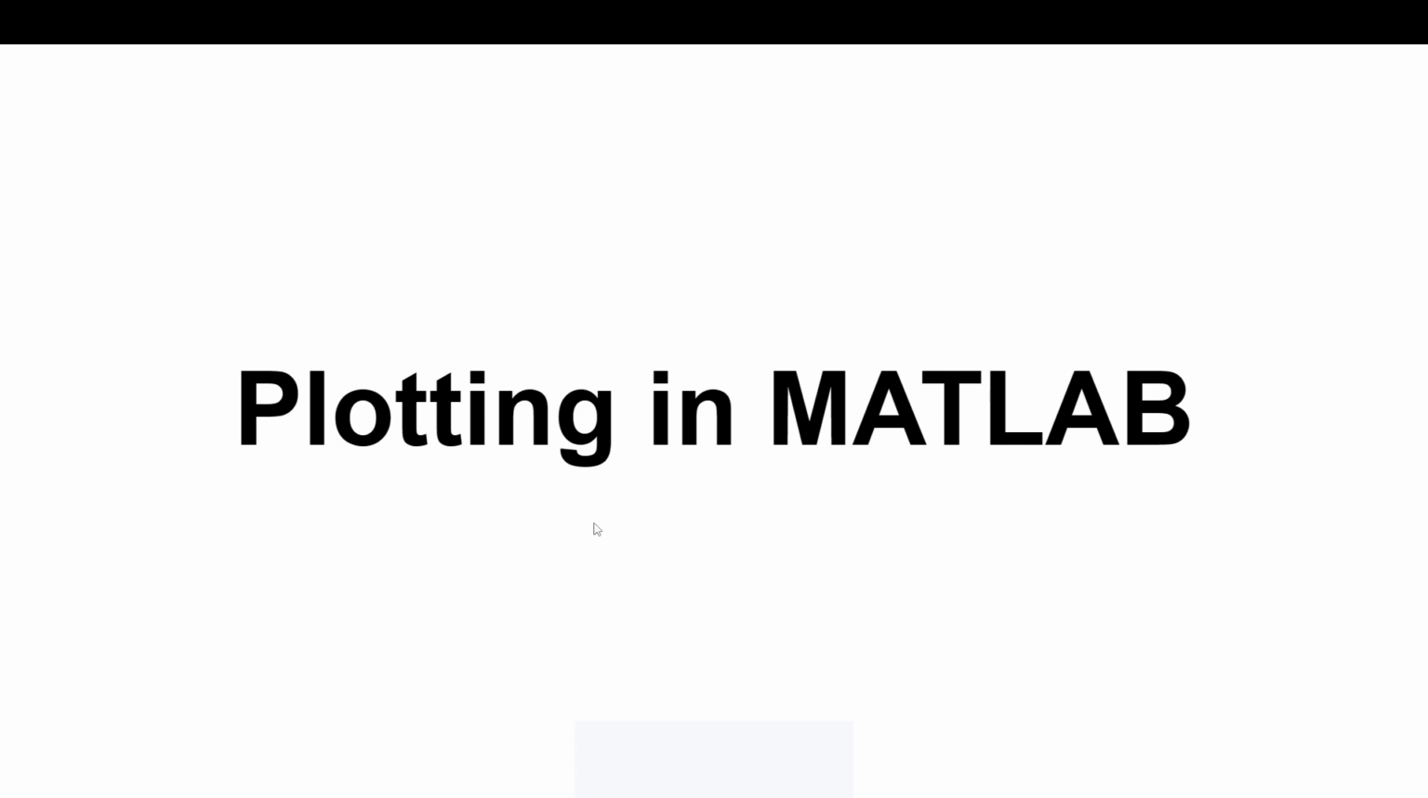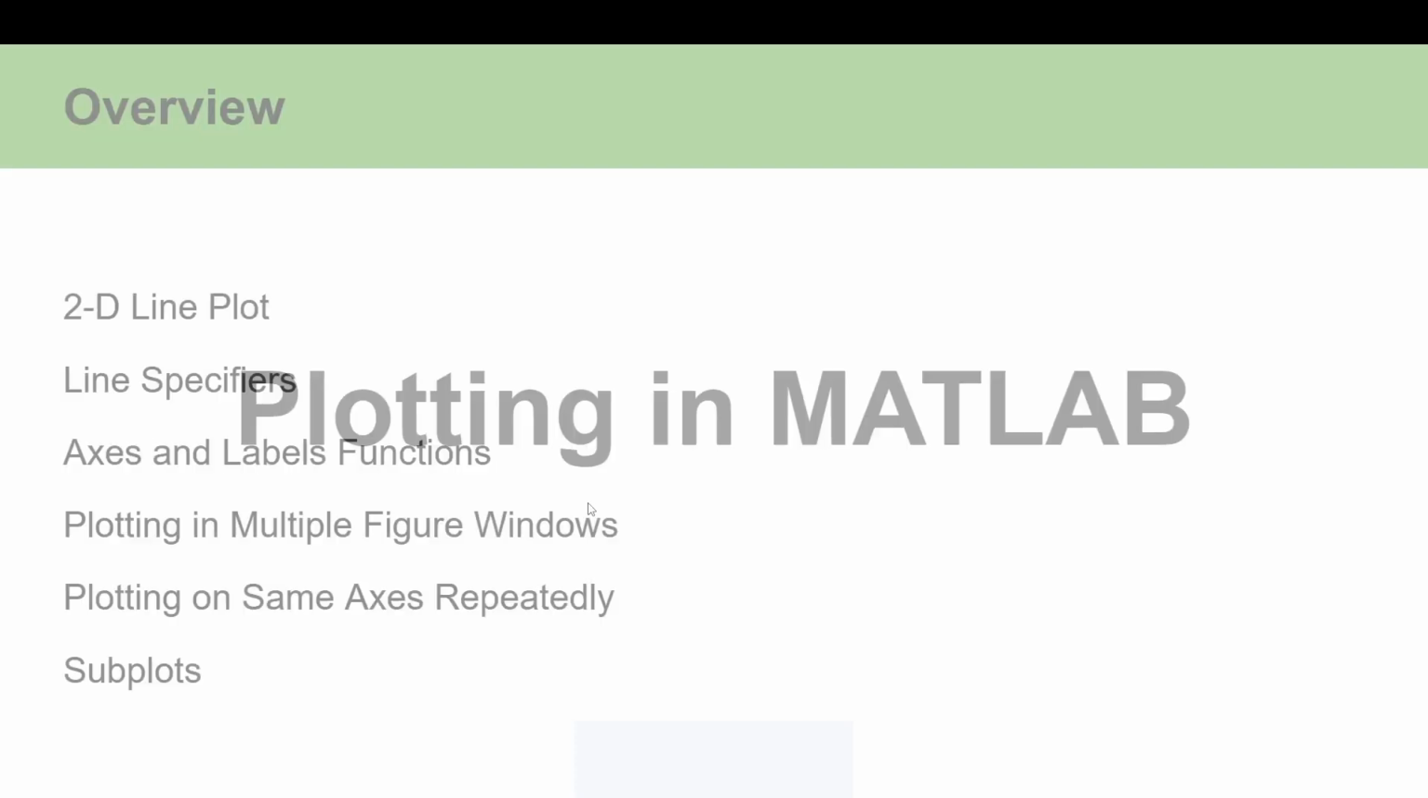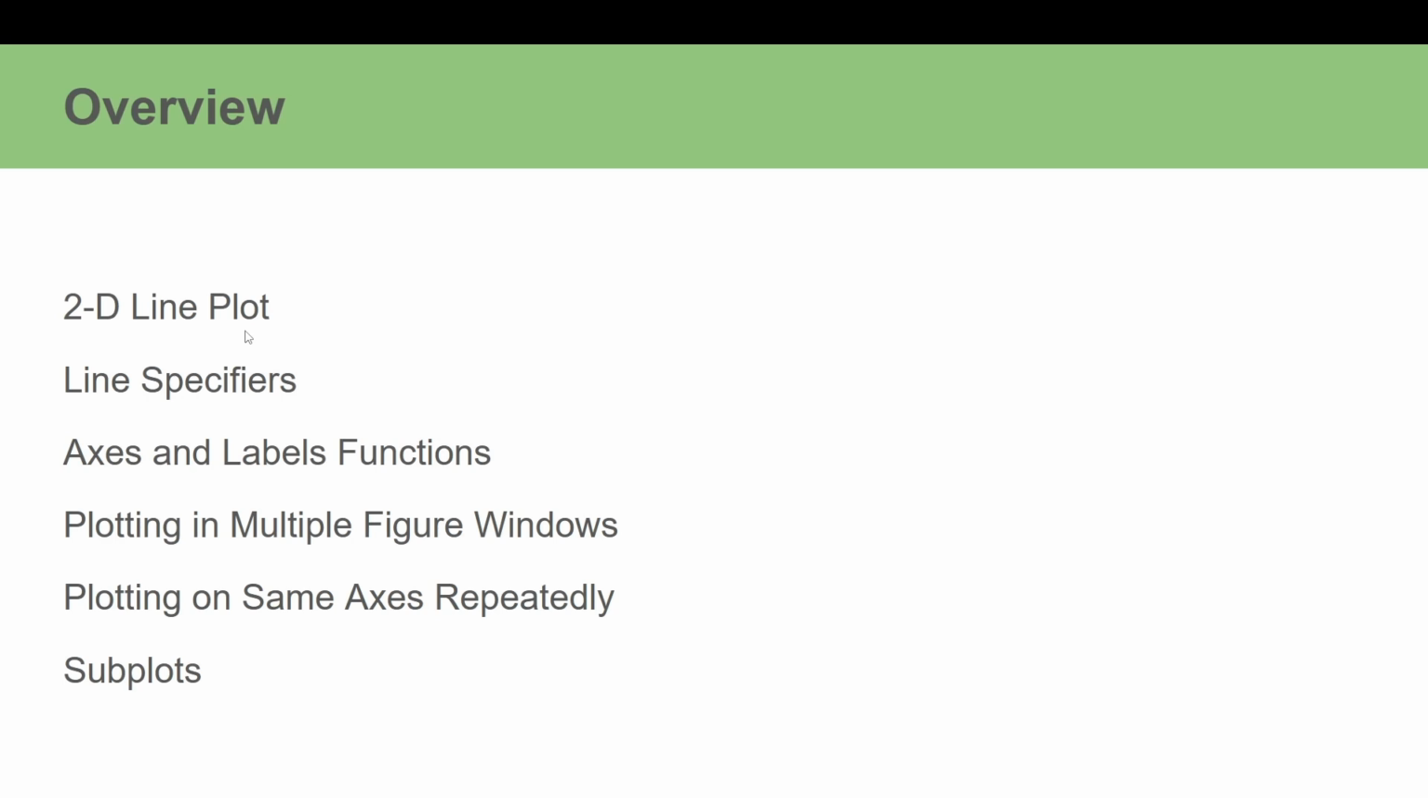Today I'm going to be talking about plotting in Matlab. Just an overview, I'll talk about 2D line plotting, the most simple form of that. I'll then talk about how you can add detail to that line using line specifiers. You can also add detail to the plot itself and the axes using axes and labels functions. I'll look at how you can plot repeatedly in multiple figure windows, on the same axis, and in subplots.